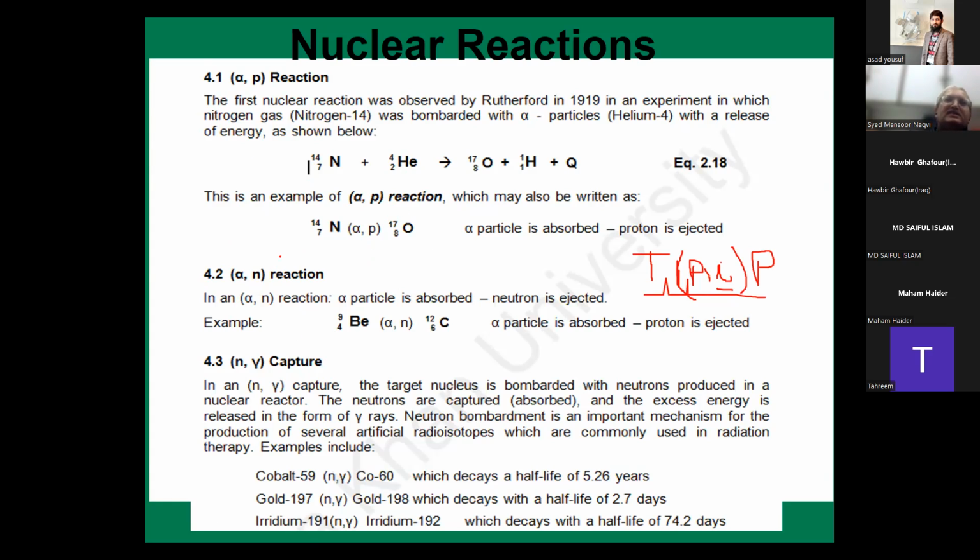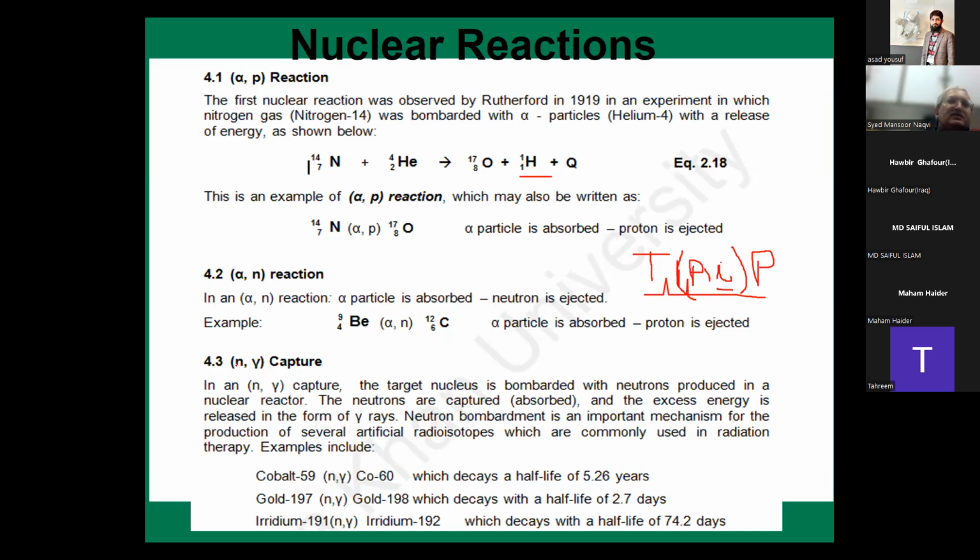So hydrogen is generally considered as the proton. So that is how this reaction occurs. Another example of these reactions are alpha neutron reactions. Alpha neutron reactions are those in which alpha is bombarded and neutron is produced. One example is this, that barium is bombarded with alpha and neutron is produced along with the carbon.